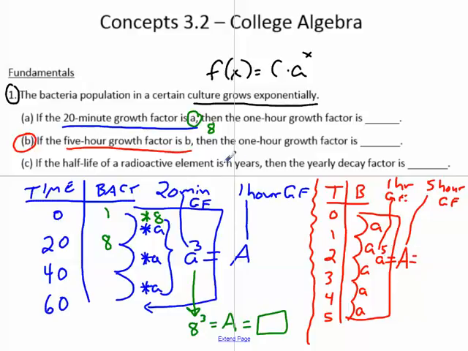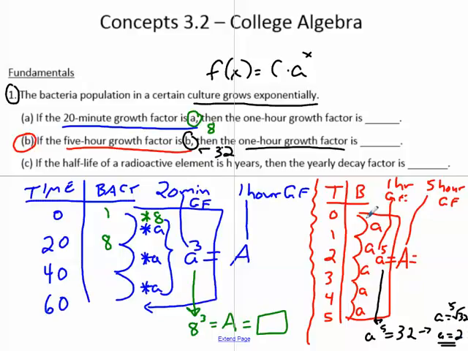Now, let's say that instead of B, we put in a number. Here's 32. Let's just plug in numbers. Then a to the 5th, that's small a to the 5th, I don't know what that is. That's the 1-hour growth factor that we're looking for. We were given B, the 5-hour growth factor. The 5-hour growth factor is 32. And we simply take the 5th root of each side to get a equals the 5th root of 32, or a equals 2.